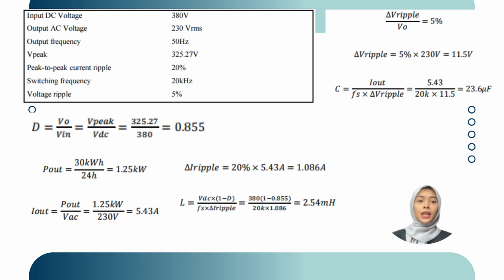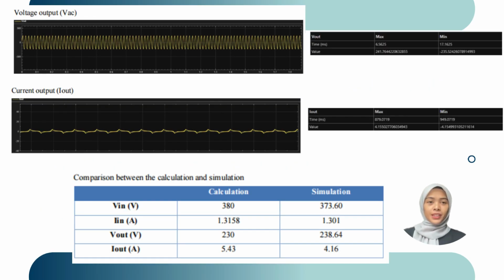With all these parameters, we can calculate the duty cycle, which is 0.855, the output current, which is 5.43 amperes, the capacitor value, which is 23.6 microfarad, and the inductor value, which is 2.54 millihenry. Next, we model the inverter in MATLAB Simulink to simulate its behavior under real-world conditions.